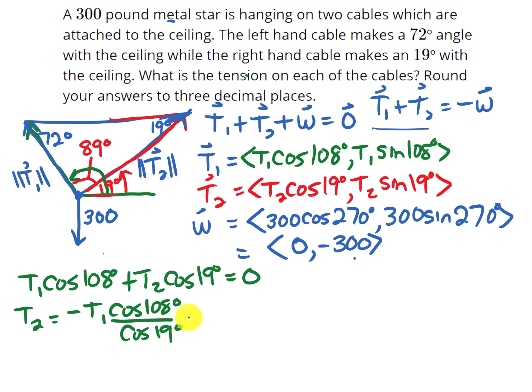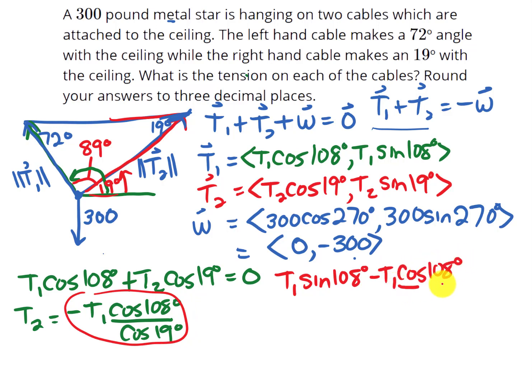Now let's do second components. Adding second components, T1 sine 108 plus T2, but instead of writing T2, I'm going to put it in terms of T1. So it's going to be minus T1 cosine 108 over cosine 19, that's the T2 part, and then sine 19 needs to equal this moved over, so 300.